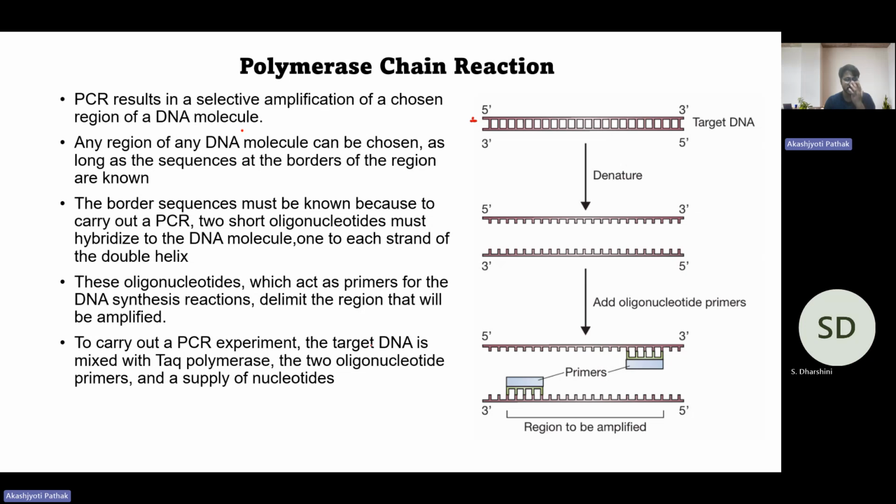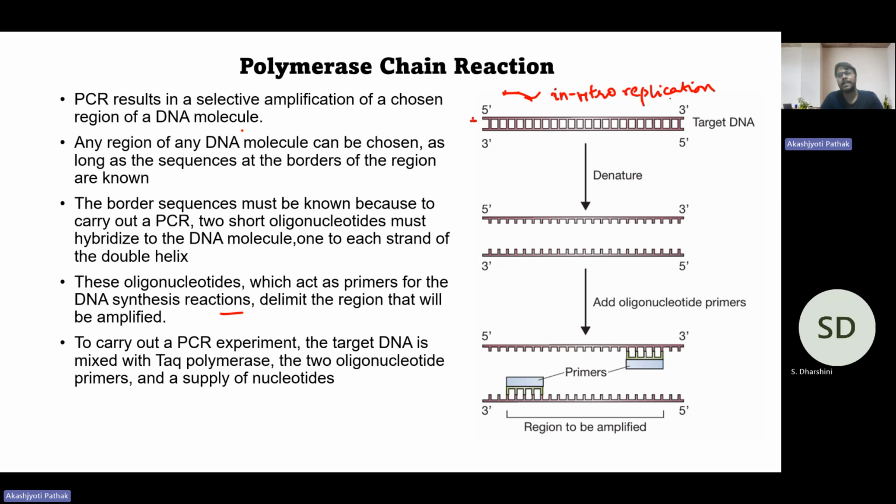So the border sequences must be known. Two short oligonucleotides are used to hybridize to the DNA molecule, one to each strand of the double helix. These oligonucleotides, which act as primers for the DNA synthesis reaction, delimit the region that will be amplified. So basically, in polymerase chain reaction, we are trying to mimic, or do, in vitro replication. In a way, we are doing in vitro replication.